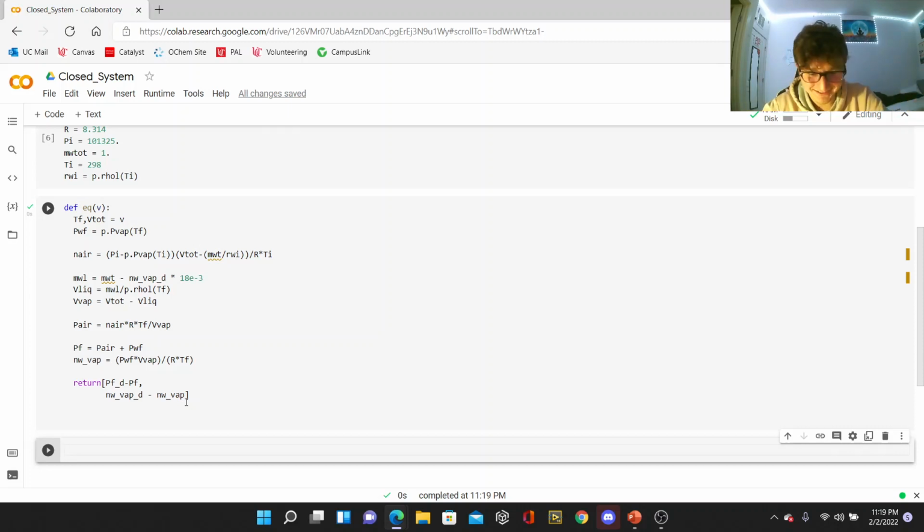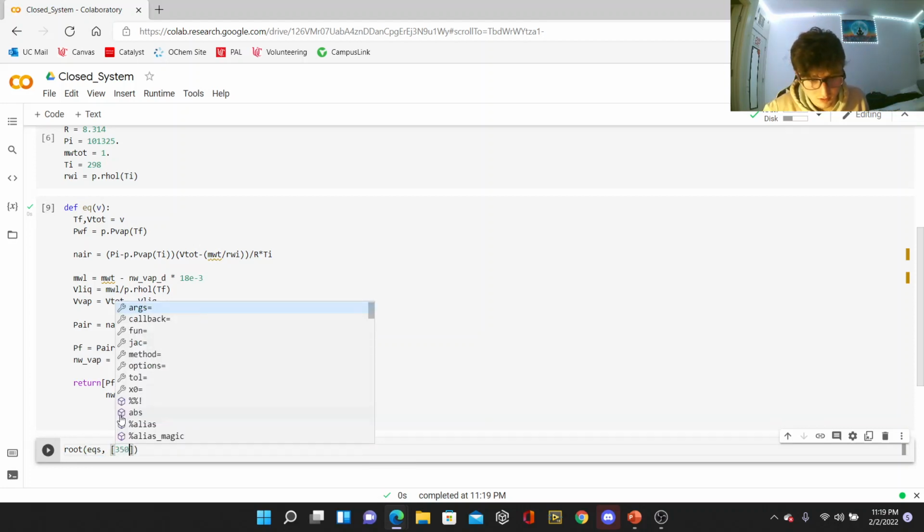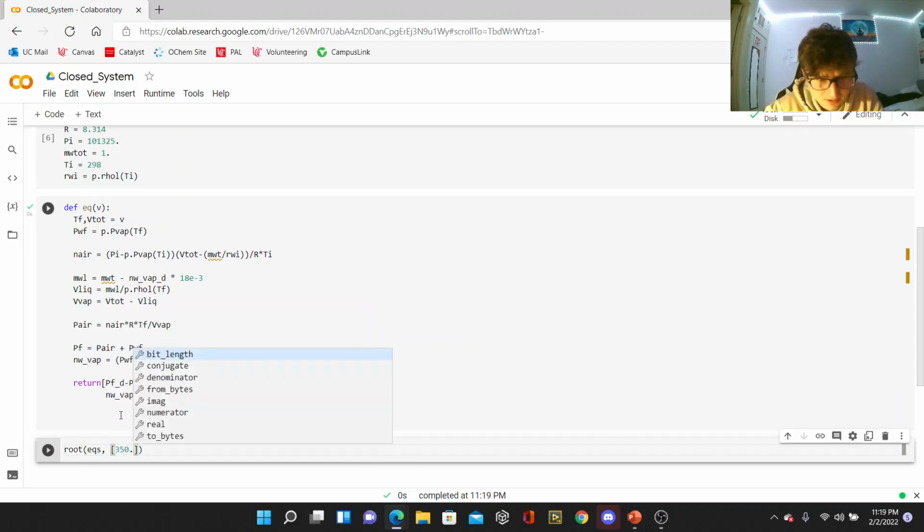I'm sorry, but okay. So now what we've done is we are finding these. It's going to return these values to us. And what we're going to do is root the equations according to some guesstimate values, which I took from you. I believe it's 350 and 0.2.